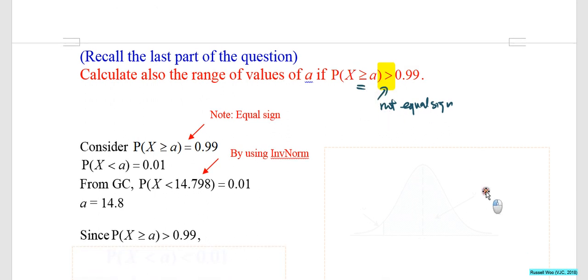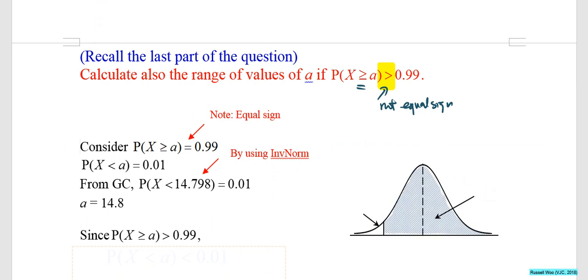Again, I say a diagram is super useful. Now what we are trying to do is this. What if this is an equal sign? If this is an equal sign, we solve it, we find that A is equal to 14.8. Not done yet. What we are saying is, if this is 14.8, probability X greater or equal to 14.8 is equal to 0.9.